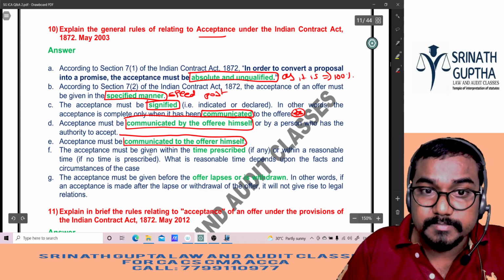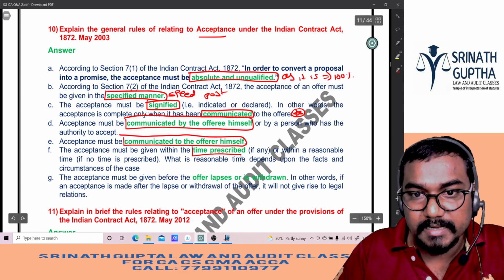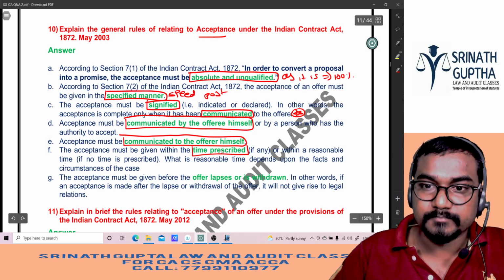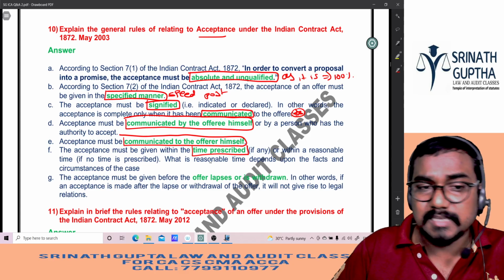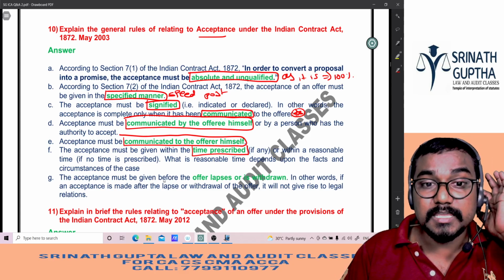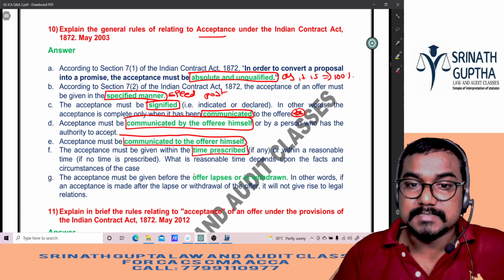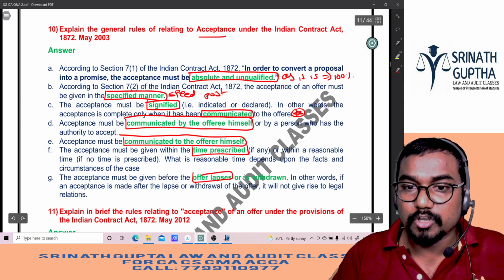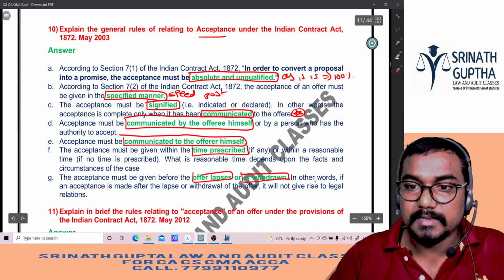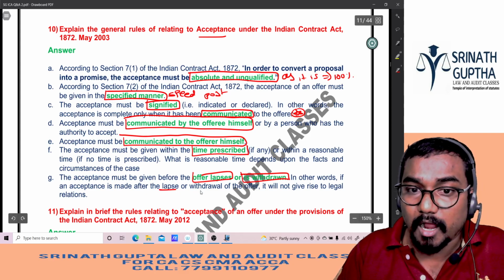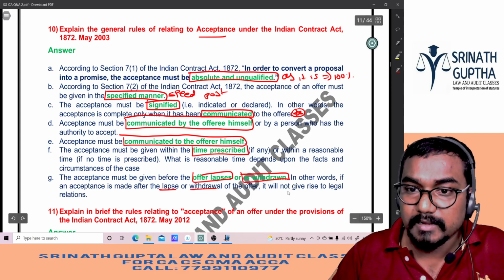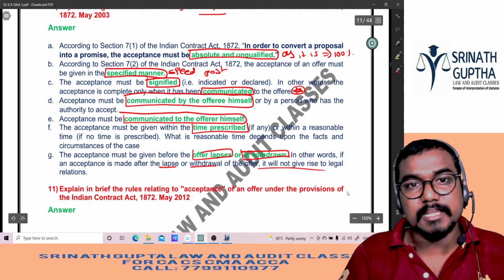And acceptance must be given within the specified time, if time is specified, or within a reasonable time. So what is reasonable time? Depending upon the circumstances. Acceptance must be given before the offer lapses or before it is withdrawn. If acceptance is made after the offer has lapsed or been withdrawn, it will not create any legal relationship.